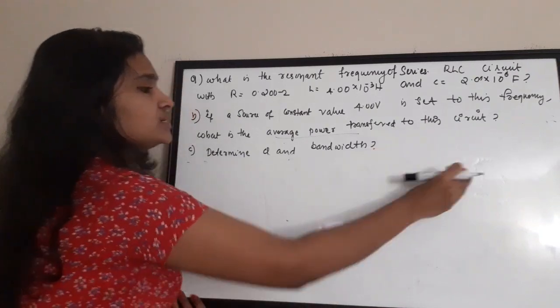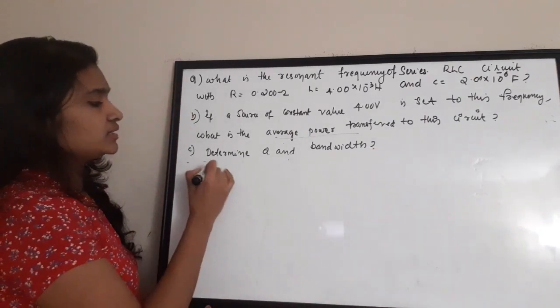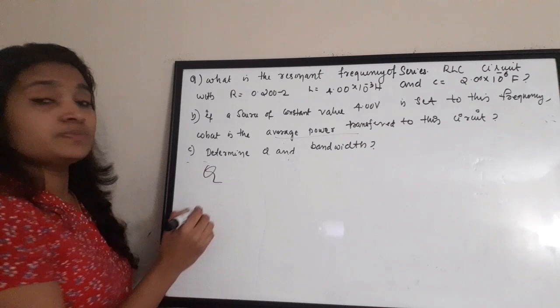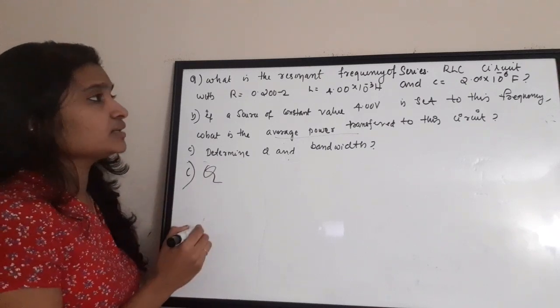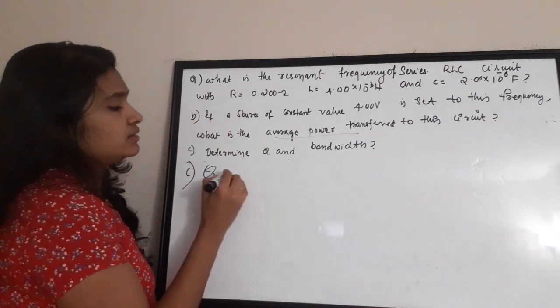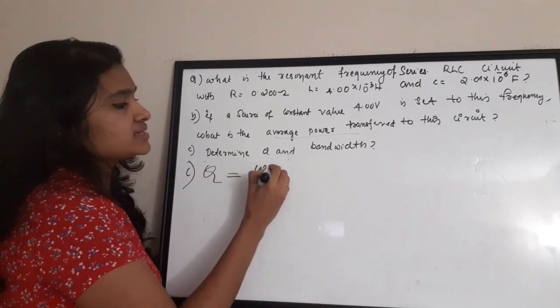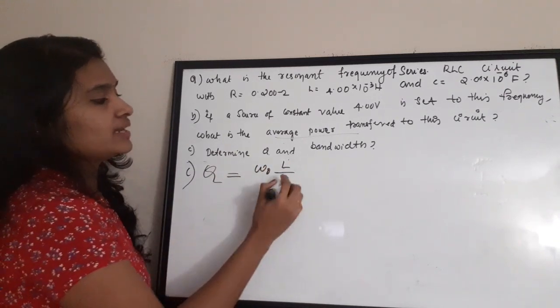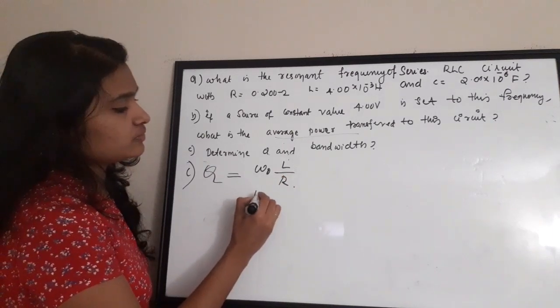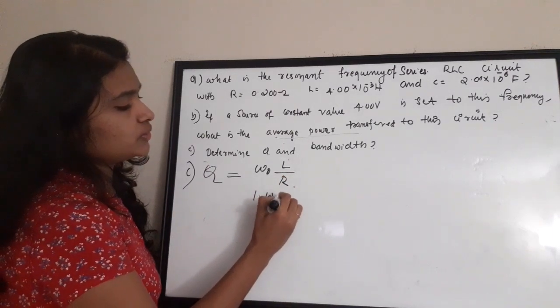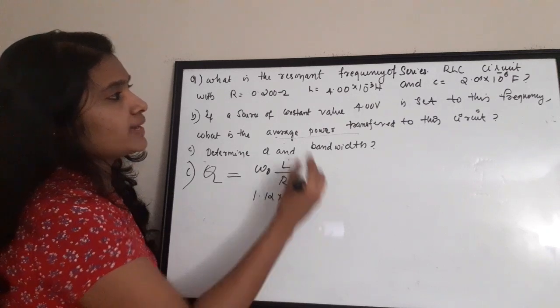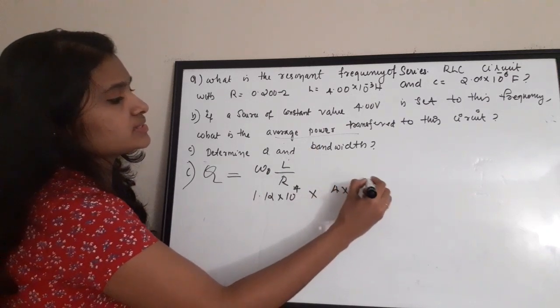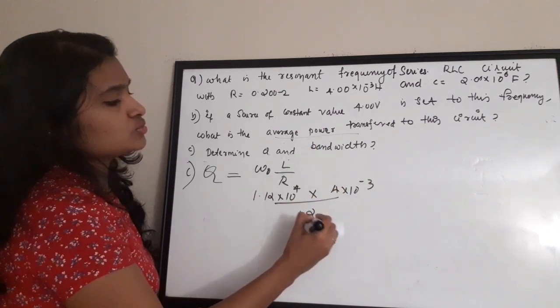We need to find two things in part C. One is the quality factor Q and the second one is the bandwidth. Okay, so the quality factor for a series RLC circuit is omega 0 into L by R. So we have obtained omega 0 as 1.12 into 10 raised to 4, into L is 4 into 10 raised to minus 3, by 0.2, right?